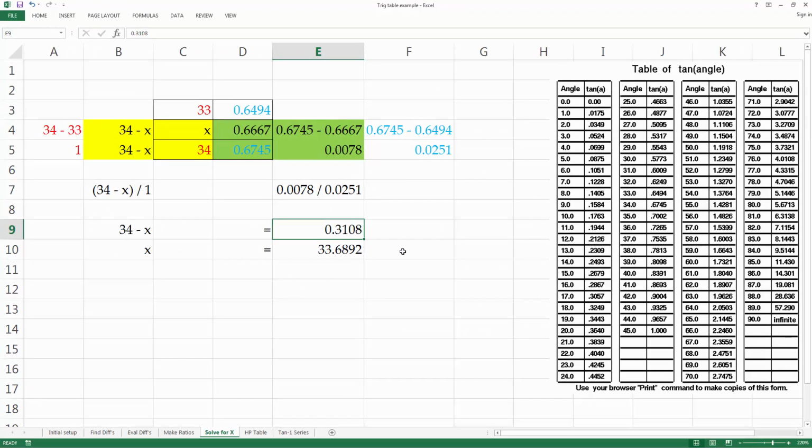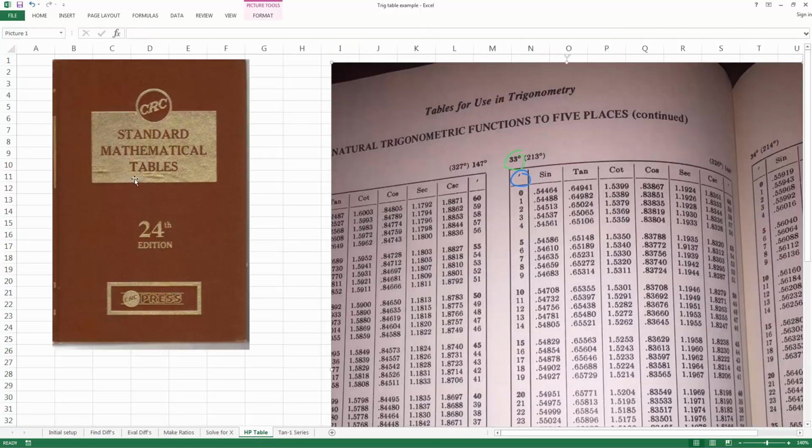Now, from there, you can ask, well, where'd you get this table from? And are there other tables like this? And the answer is yes, there certainly are. I actually have an entire book of tables of various types and other formulas, and it looks very much like this. I actually have the 24th edition of the CRC Standard Mathematical Tables.